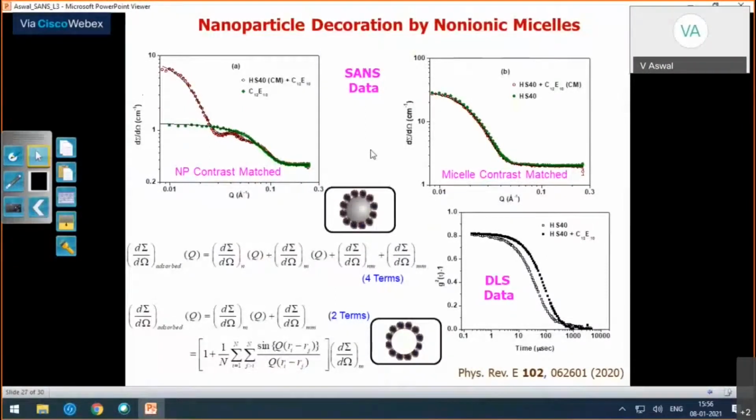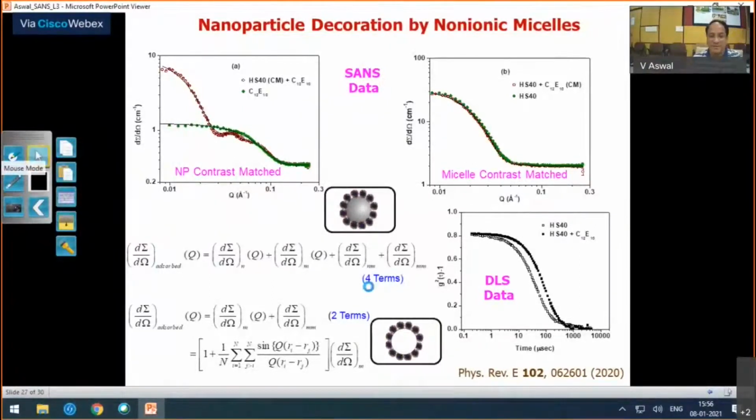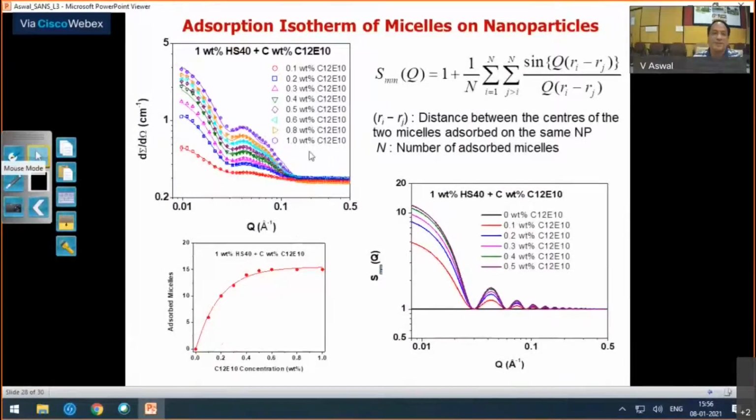And if they are not contrast matched, then you have 4 terms. If you have nanoparticles, then you are only left with 2 terms. So this simplifies your analysis, because in one case you have to model for 4 terms, but in this case you need to model only 2 terms, and your analysis becomes easier. Your fitting parameters will be fewer in this case. And this is how the data has been fitted in detail.